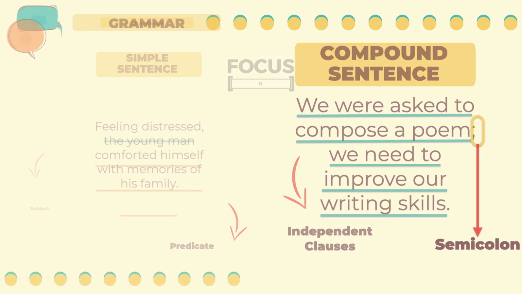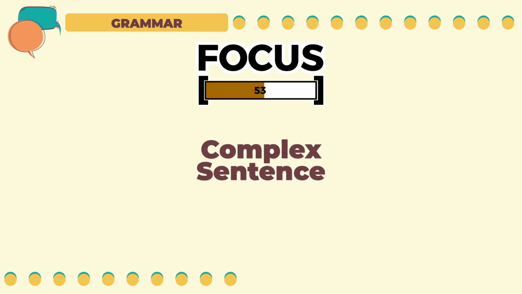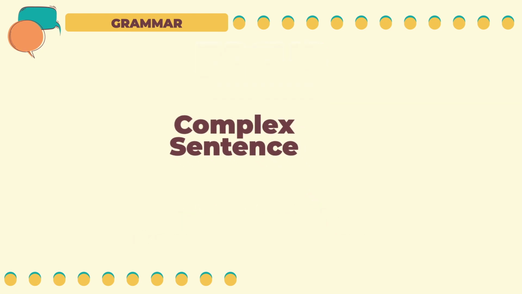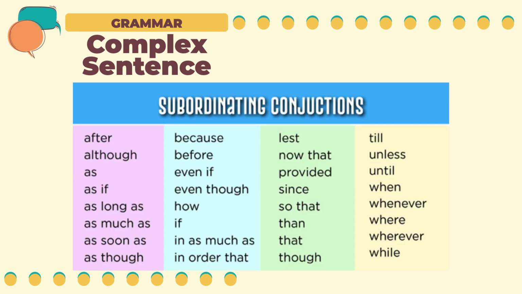We are now done with our review on simple and compound sentences. This time, we shall focus on the two other types of sentences according to structure: complex sentence and compound complex sentence. A complex sentence has one or more dependent clauses and one independent clause. These clauses are joined by a subordinating conjunction. These are some examples of subordinating conjunctions.